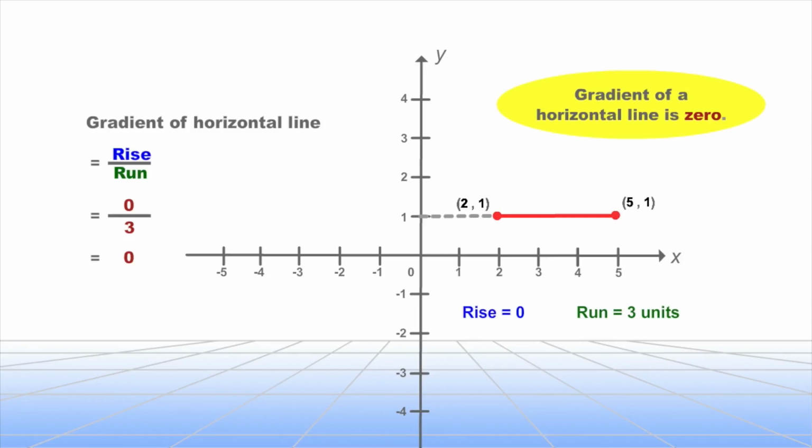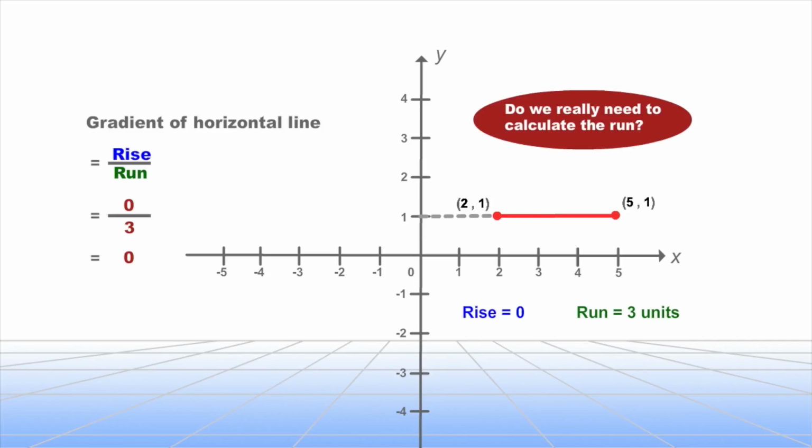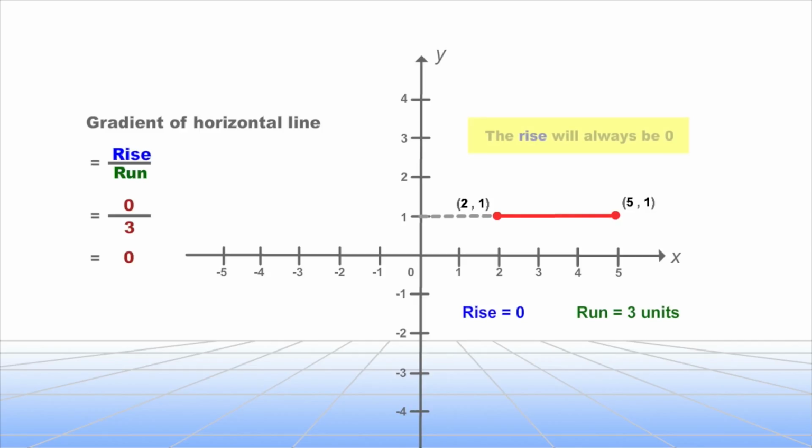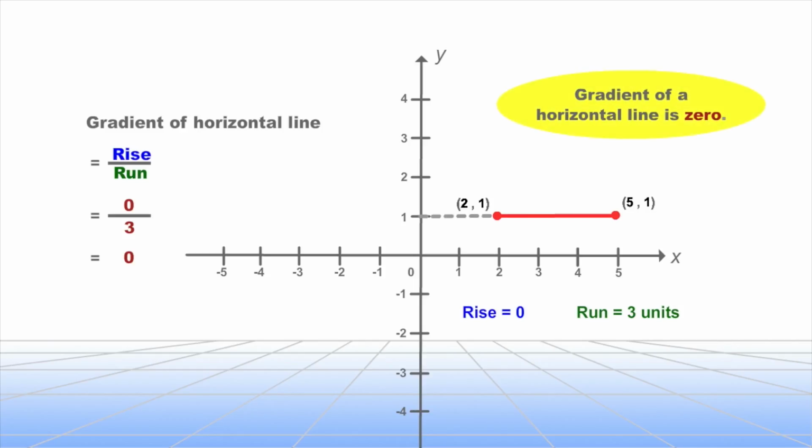Now, let me ask you a question. In order to find the gradient of a horizontal line, do we really need to calculate the run? You should be able to see that for a horizontal line, the rise will always be 0. And we know that 0 divided by anything is always 0. Hence, regardless of what the value of the run is, the gradient of a horizontal line will always be 0.